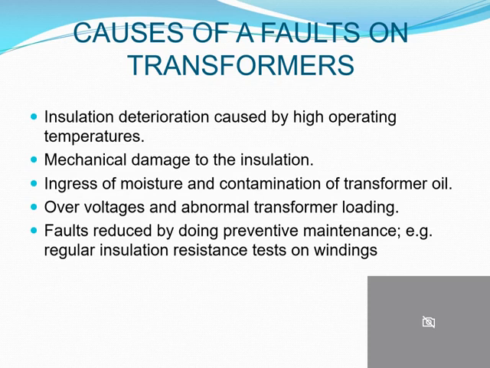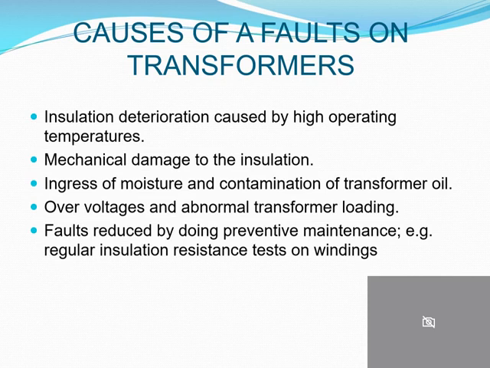Then for transformers, we have got insulation that deteriorates over time, caused by high operating temperatures that we induce it to. You've got mechanical damage that can happen on your actual insulators. You've got ingress of moisture and contamination of the transformer oil. And you've got overvoltages that happen on your system as surges, and you've got abnormal transformer loadings that sometimes we cause, as the people that are supposed to be looking after these transformers. Because we don't have enough transformers in the system, we overload them.